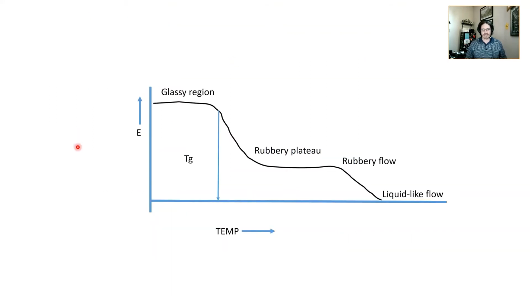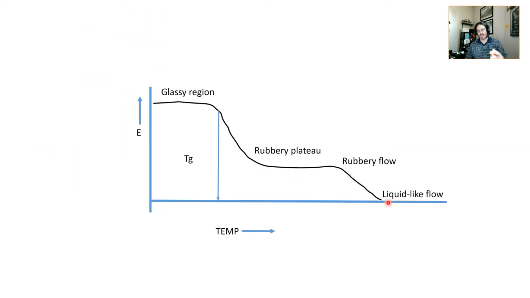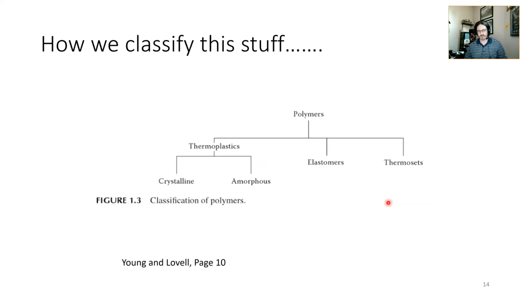I drew this painstakingly, but here at the glass transition temperature, it's the glassy region where it'll behave kind of brittle. You get above the glass transition temperature, and I'm telling you, there's not a real modulus, even though I'm depicting a modulus here. You get the so-called rubbery plateau, and then you start getting rubbery flow, then liquid-like flow. I was saying back here, this is for amorphous materials. I've actually drawn the graph for something crystalline.